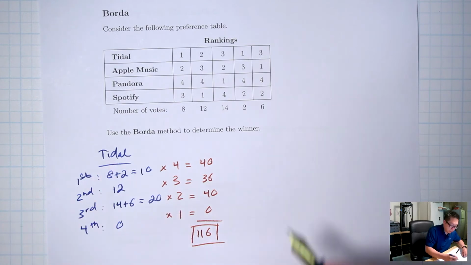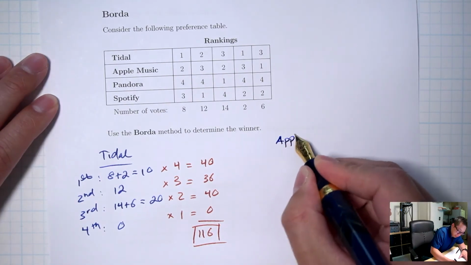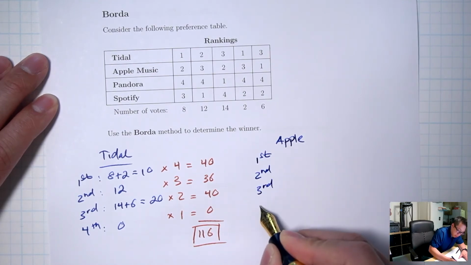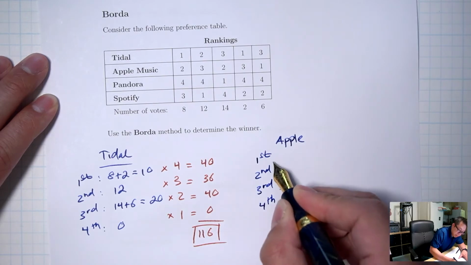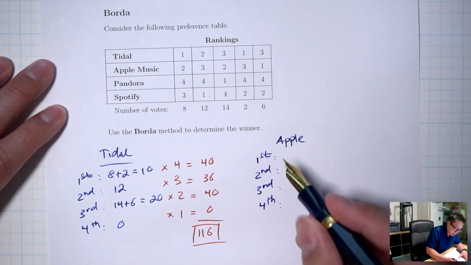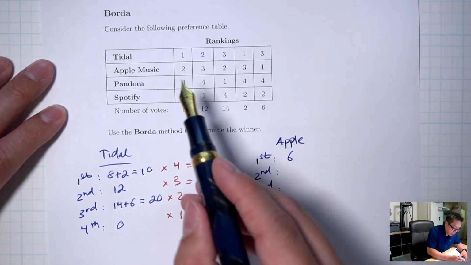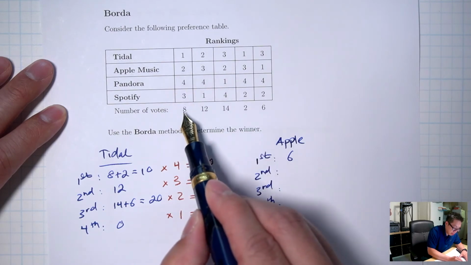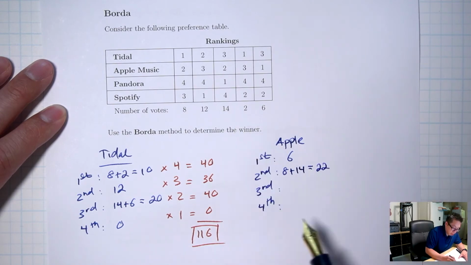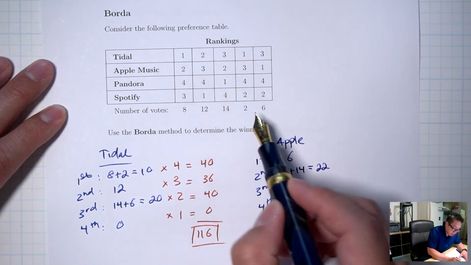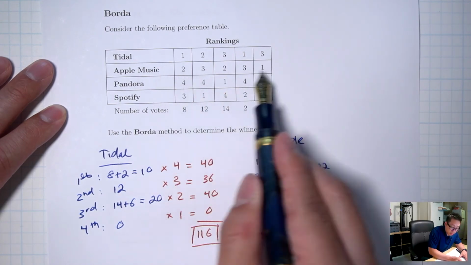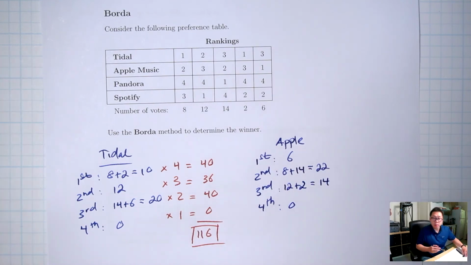Next up is Apple. So we're going to count first, second, third, and fourth for Apple. Okay, Apple first place. I see just this 1. That's just 6. Second place, I see 2 2s, which means it's going to be 8 plus 14, which is 22. Third place, I see 2 3s, so 12 plus 2, that's 14. I see no 4s, so that's none for the fourth places.